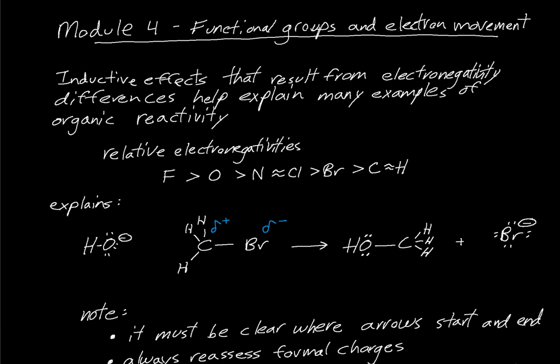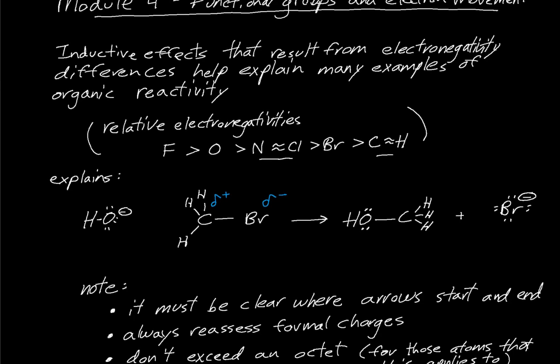If you recall electronegativity trends, I drew out some of the more relevant atoms in organic chemistry, with fluorine being the most electronegative. Nitrogen, for example, here is about equally electronegative to chlorine. Carbon and hydrogen really are about similar, not very electronegative.